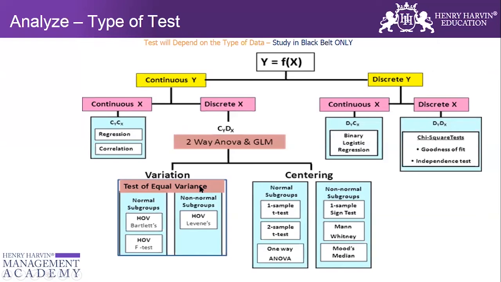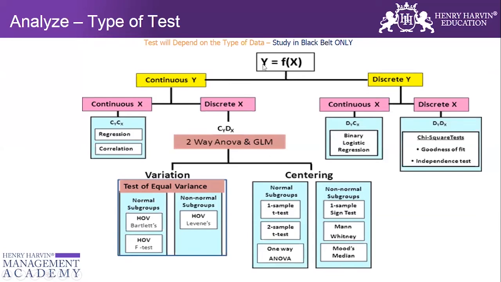In case of variation, I do a test called test of equal variance. In case of normal, I go for Bartlett when there are two subgroups, and for more than two subgroups, I go for F test. And in case of not normal, no matter whether I have two or more than two subgroups, I go for Levene's test. Okay, so these are the different tests that I do for Y continuous and X discrete.